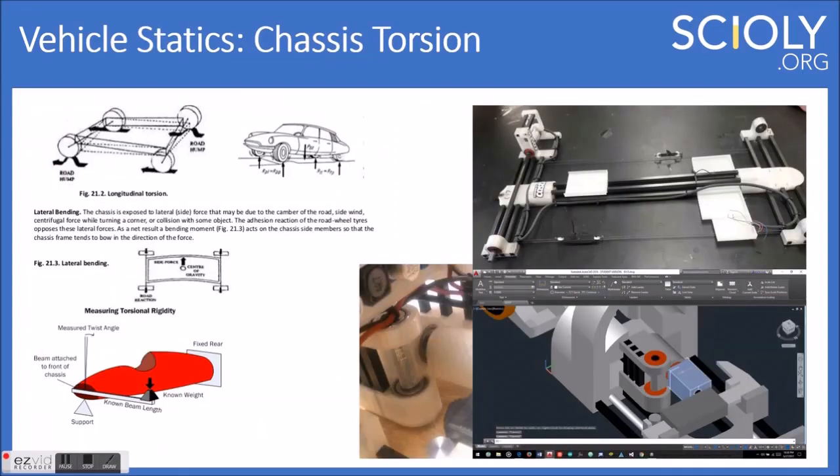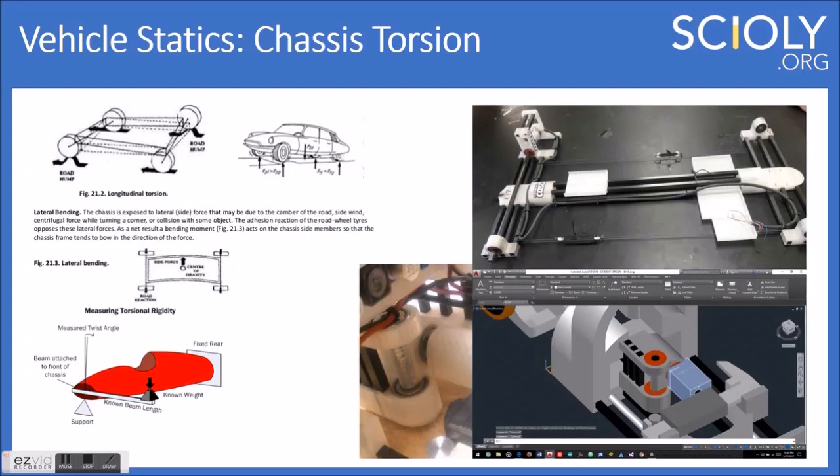Okay, so chassis torsion. This is not something many people think about, but it is actually quite important in the racing industry. So you can see with this bottom picture, you have your chassis here, and they have this beam, and then they apply a force to it, and they can see how much twist there is in the chassis due to this force. You can kind of measure the torsional rigidity, is what they call it.